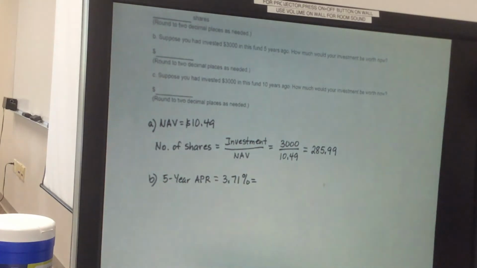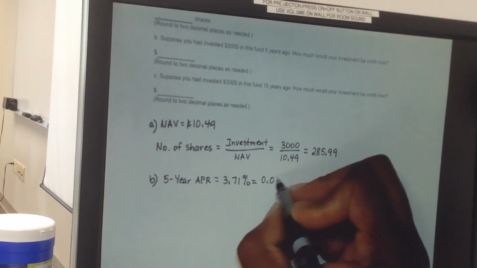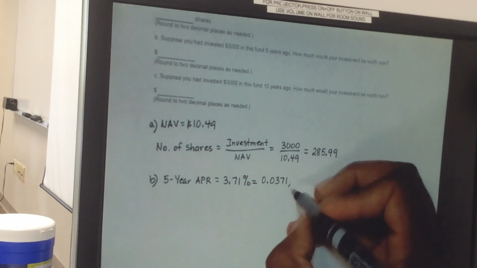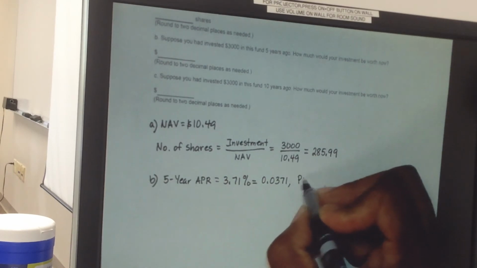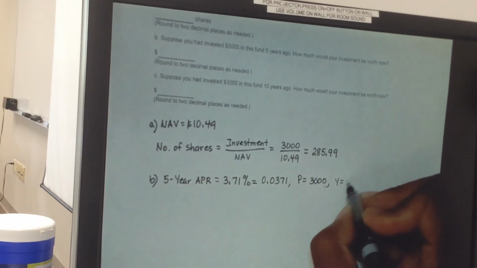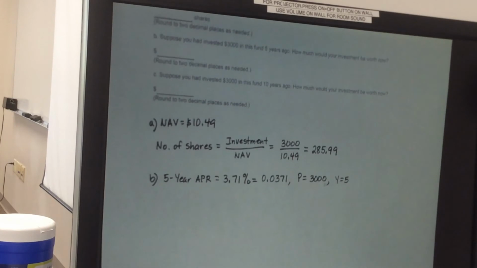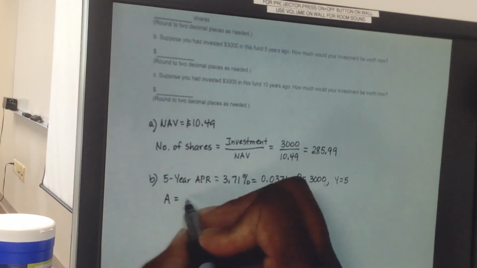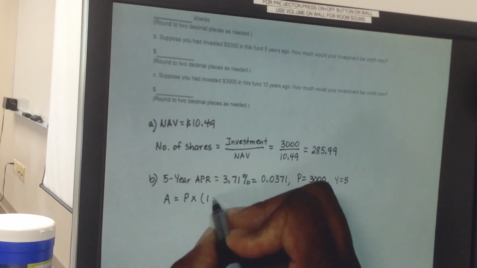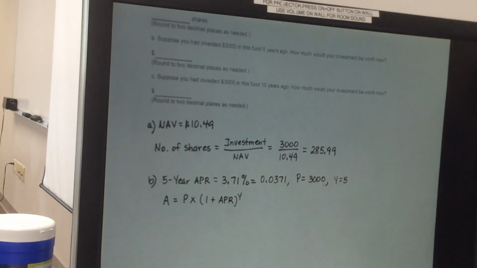Now 3.71% as a decimal will be 0.0371. And we're investing $3,000, so your P is 3,000 and Y is 5. Okay, now to find out the amount of the investment, we have to use that formula that we talked about in a previous video. A is equal to P times the quantity 1 plus APR raised to the Y power.